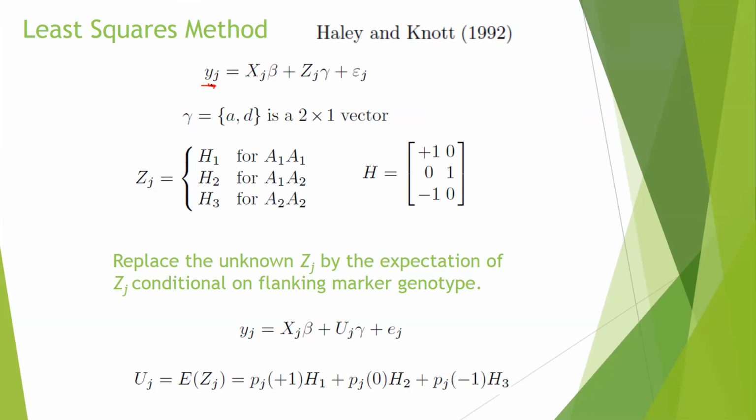Suppose we want to find the genomic loci that are responsible for this phenotype. So we can use this model. Of course, this is the error, right? So we assume this error is normally distributed.